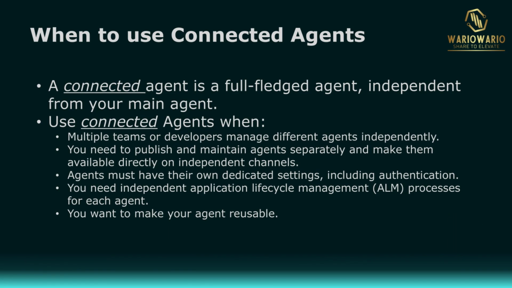A connected agent is a full-fledged, independent agent. Unlike child agents, it doesn't live inside your main agent. It stands on its own. You'd use connected agents when different teams or developers need to manage agents separately, or when you want to publish them independently across multiple channels. Each connected agent has its own dedicated configuration, its own authentication, and even its own lifecycle management. Most importantly, connected agents are reusable. You can plug them into different solutions, share them across teams, and scale them beyond a single parent. So, whenever you need independence, flexibility, and reusability, that's when connected agents are the right choice.